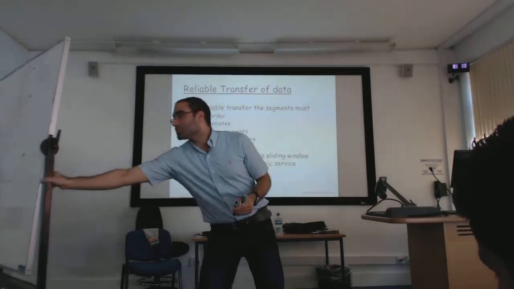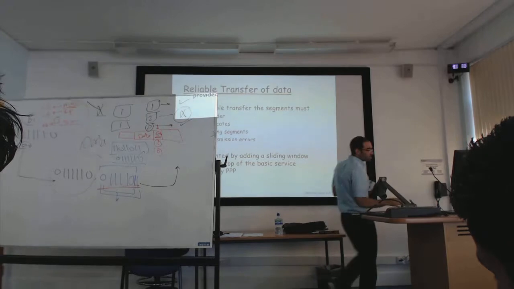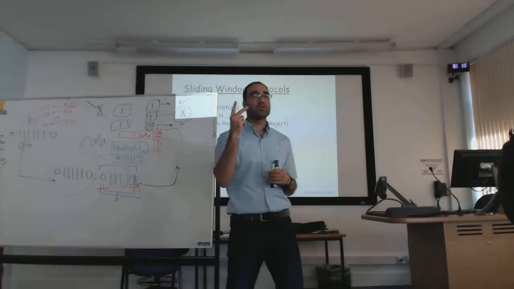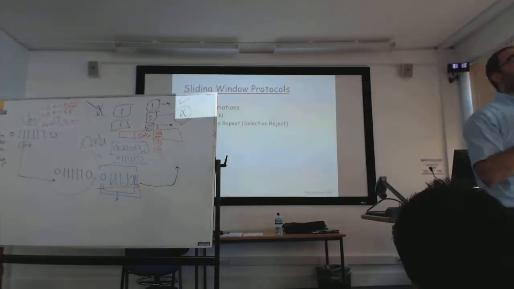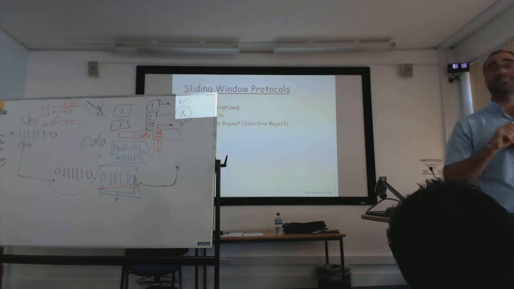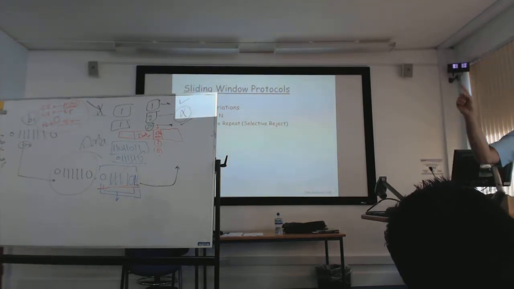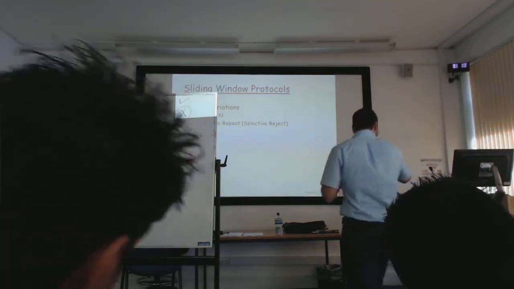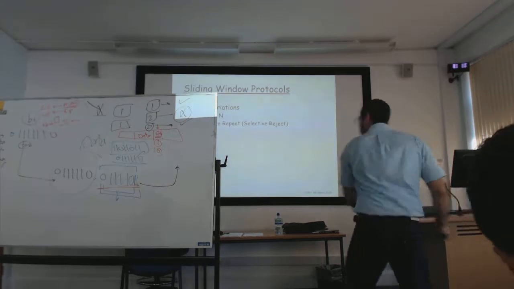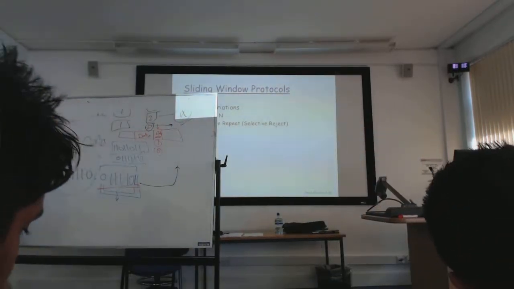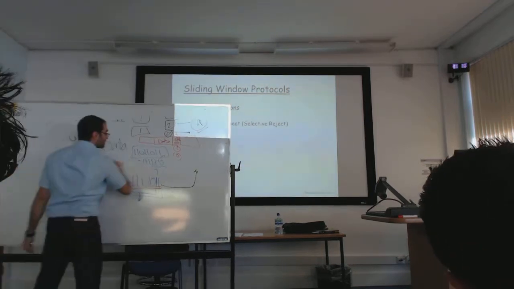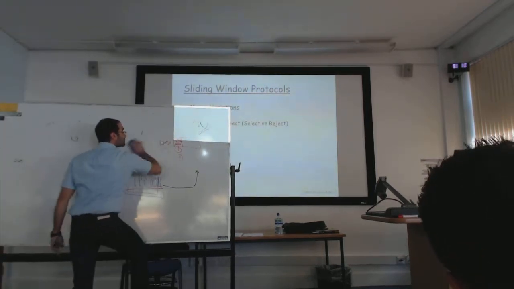We have 2 types of error detection and correction. One is something called go back N. The second one is selective repeat, also known as selective reject. I'll explain each one of them in detail now. We are focusing on go back N, but I'll explain both of them to understand the difference between the two.